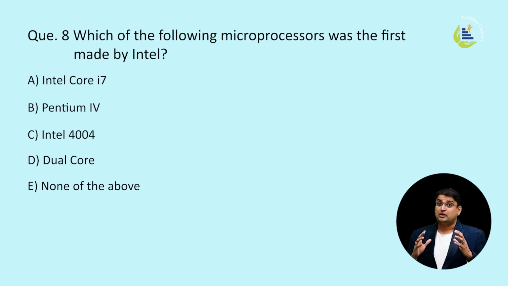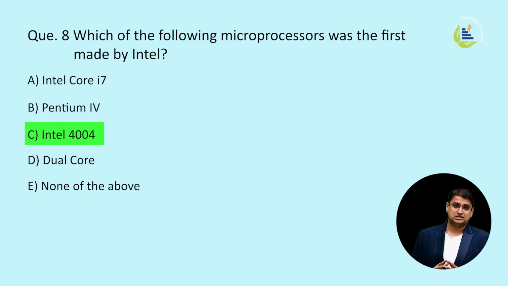Question 8. Which of the following microprocessors was the first made by Intel? Options are Intel Core i7, Pentium 4, Intel 4004, Dual Core. None of the above. Correct answer option is C, Intel 4004.